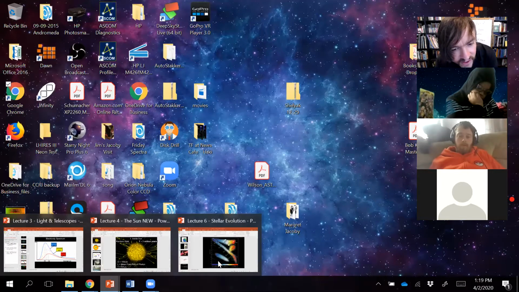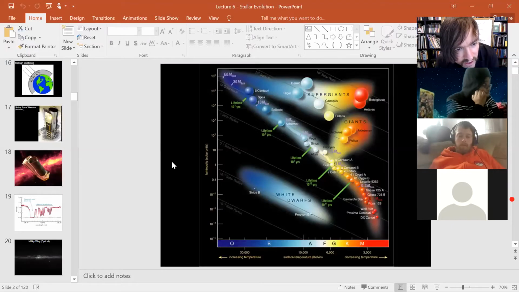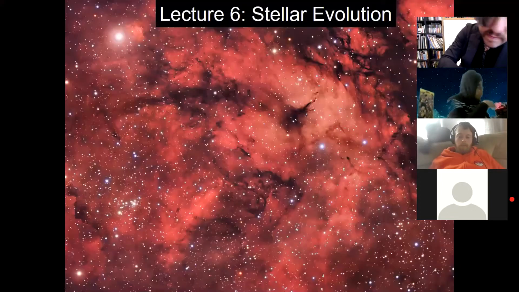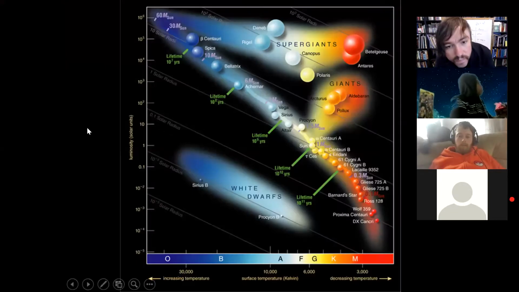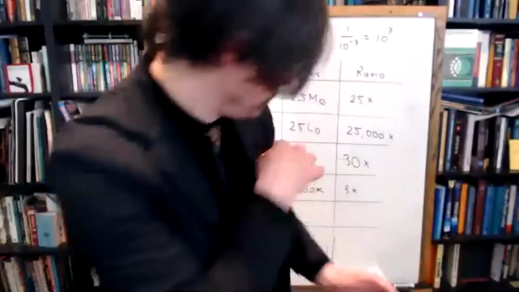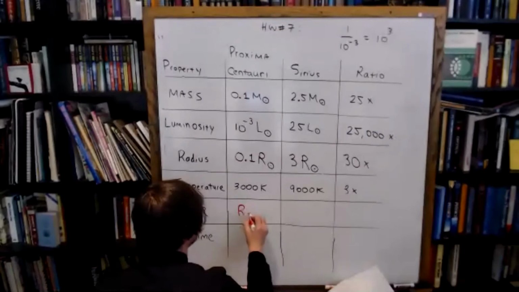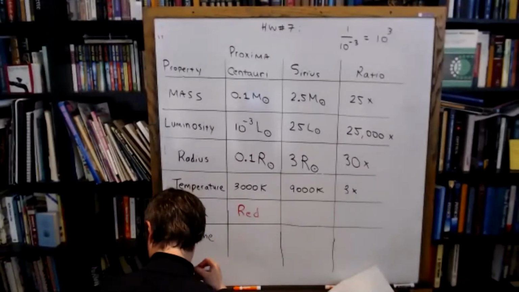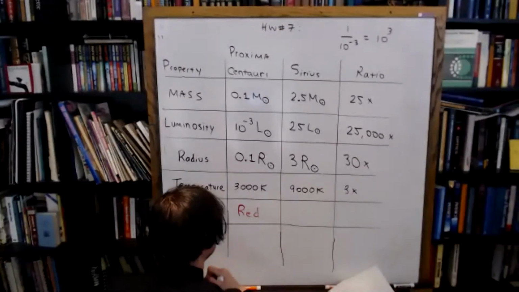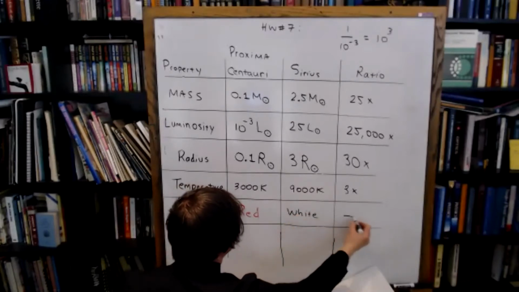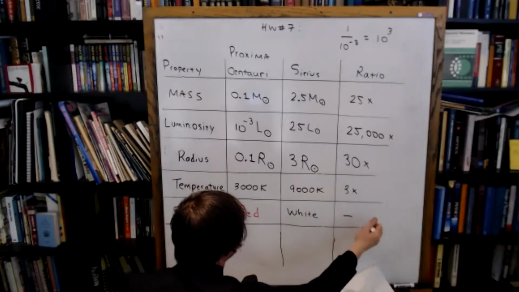So if we went back to our HR diagram, what color would you say Sirius is most likely to be? White. Yeah, Sirius is a very, very white star. So the color here is red. The color here is white. And you can't do a ratio there, so just put some dashes, okay?